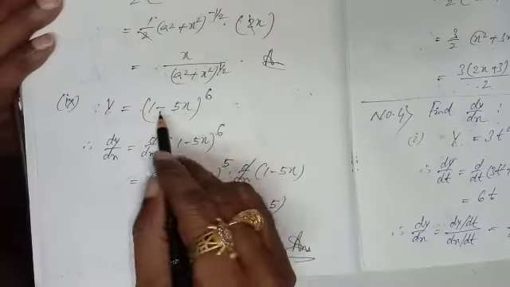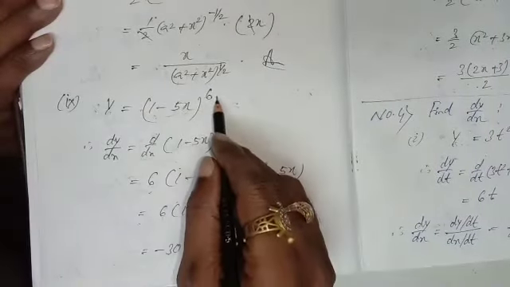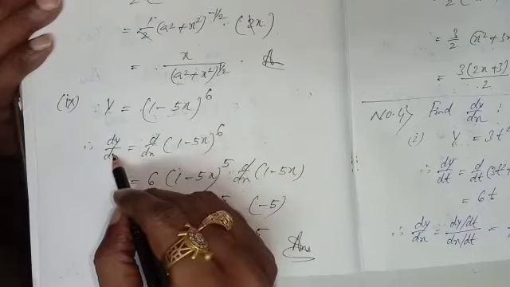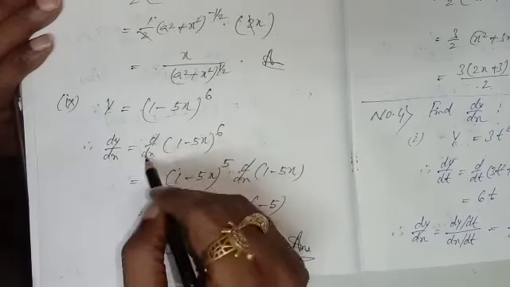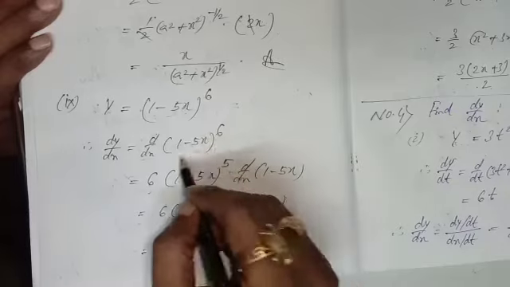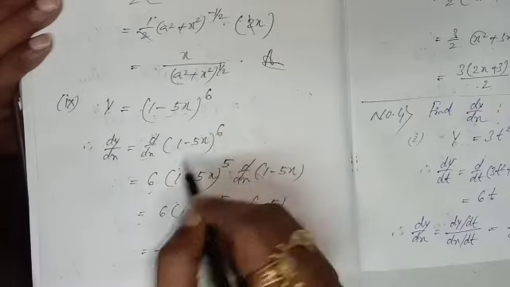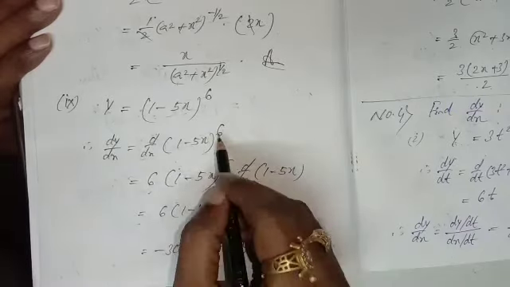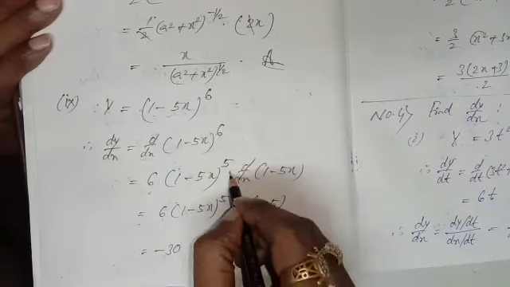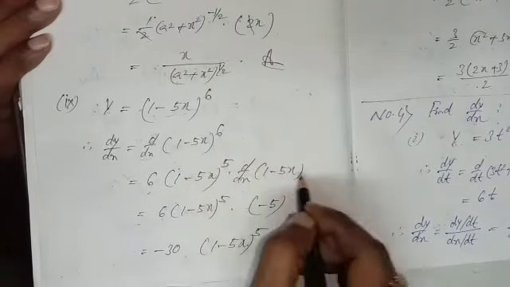And next, 9th part. y is equal to 1 minus 5x whole to the power 6 given. So dy by dx is equal to, differentiating both sides, dy by dx equal to dy by dx of 1 minus 5x whole to the 6. First you have to think for power. Power will come first, then 1 minus 5x whole to the 6 minus 1, that is 5, into derivative of this bracket part, 1 minus 5x.